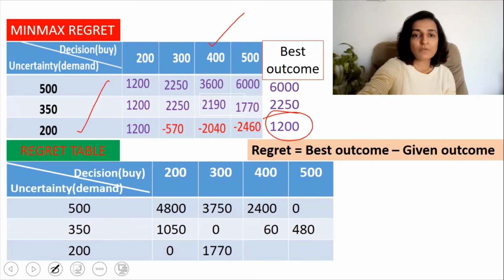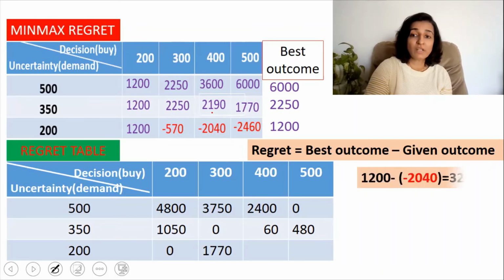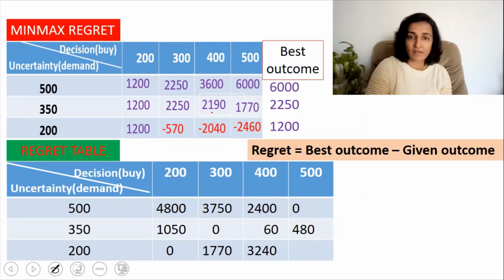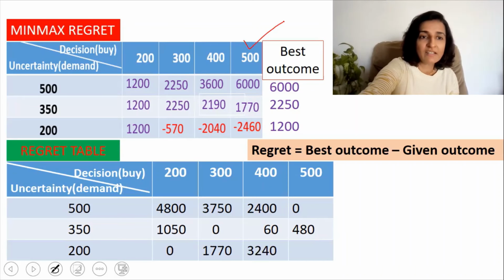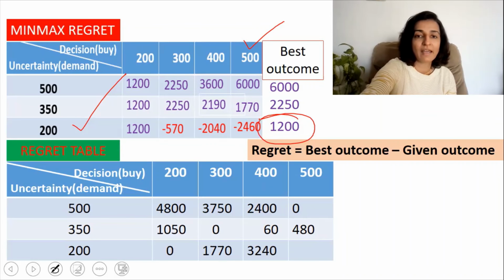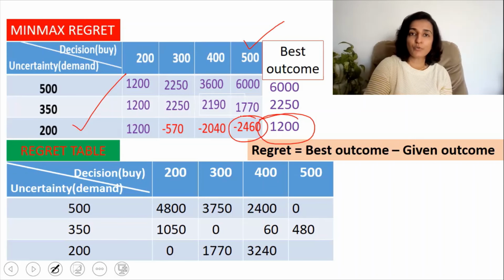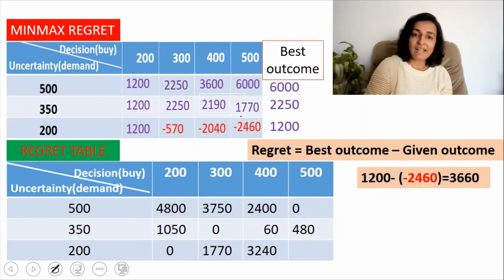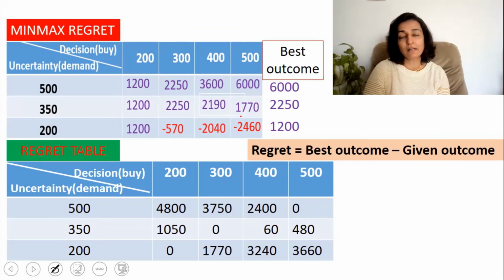Now next situation, 400 tickets bought, 200 tickets is the demand. So best outcome 1,200, given outcome is negative 2040. So it is 1,200 minus of minus 2040. So we have to add, it is 3240. Next, 500 tickets bought, 200 tickets is the demand. Best outcome is 1,200 and the given outcome is minus 2460. 1,200 minus of minus 2460 or 3,660. So we make a note of it in the regret table. So the regret table is complete.